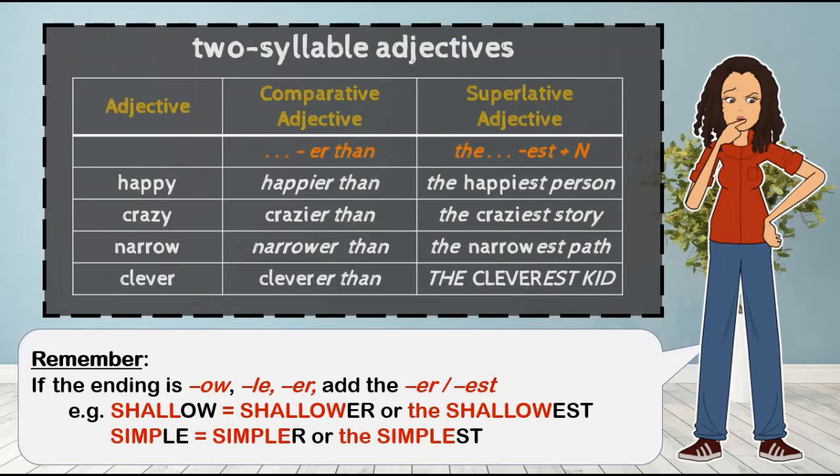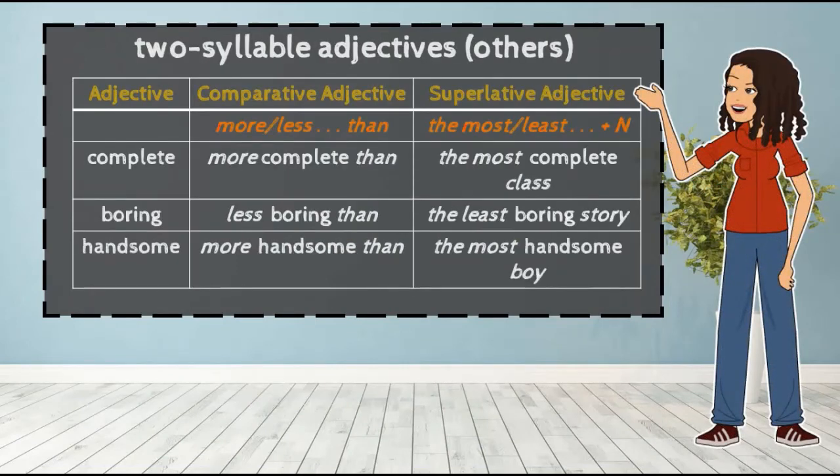The next rule is applied to the two-syllable adjectives other than the ones ending with Y or the other endings previously mentioned. So in this case, you have to use more or less plus adjective plus than for the comparative adjective, and you have to use the most or the least plus adjective for the superlative adjective. For example, the adjective complete, it will be more complete than for the comparative, and it will be the most complete class for the superlative.